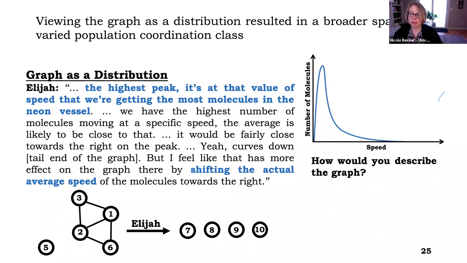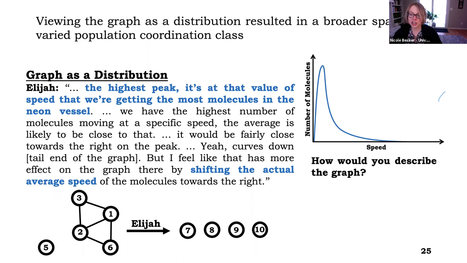Elijah's graph as a distribution readout strategy enabled him to make correct inferences, for instance, drawing conclusions regarding the average of the distribution plot. Elijah said, "The highest peak is at that value of speed that we're getting the most molecules in the neon vessel. We have the highest number of molecules moving at a specific speed, but the average is likely to be close to that. It would be fairly close to the right of the peak. Yeah, it would curve down, but I feel like that has more of an effect on the graph by shifting the actual average speed of the molecules towards the right."